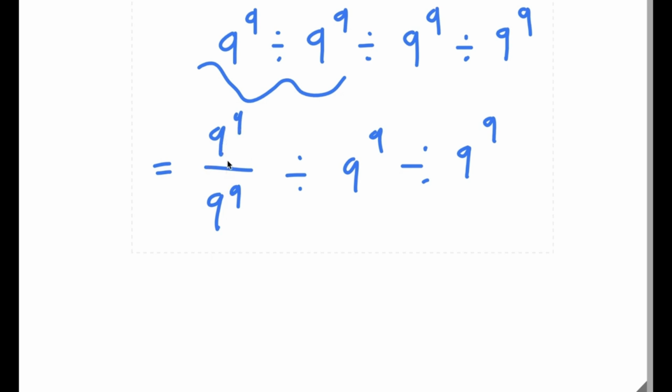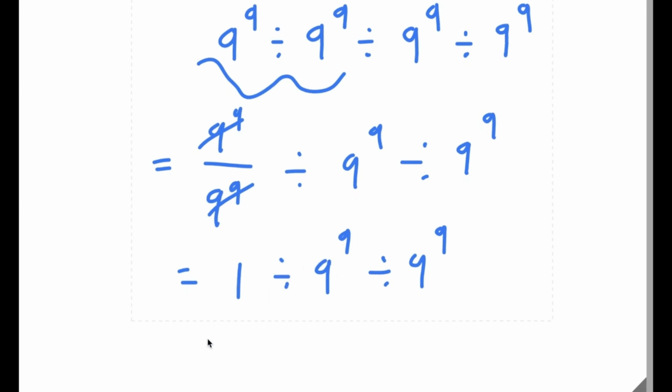So anything divided by itself is 1, so these two cancel out, and I'll be left with 1 divided by 9 to the power of 9 divided by 9 to the power of 9. Now again, you would have to go in order. So now we're going to do 1 divided by 9 to the power of 9. So 1 divided by 9 to the power of 9 is equal to 1 over 9 to the power of 9. Now I have this divided by 9 to the power of 9.